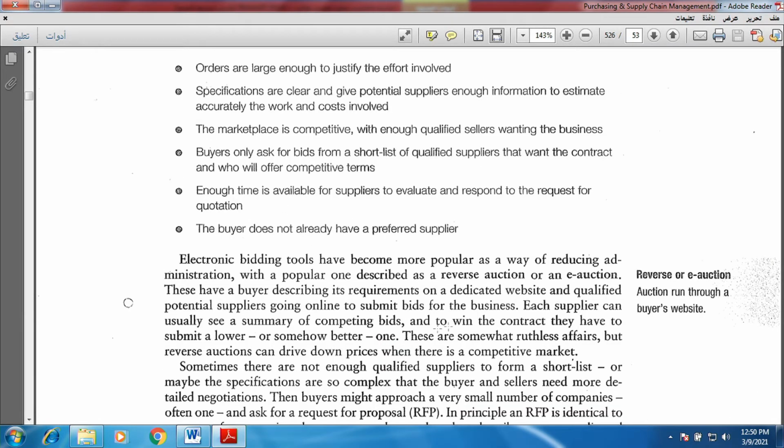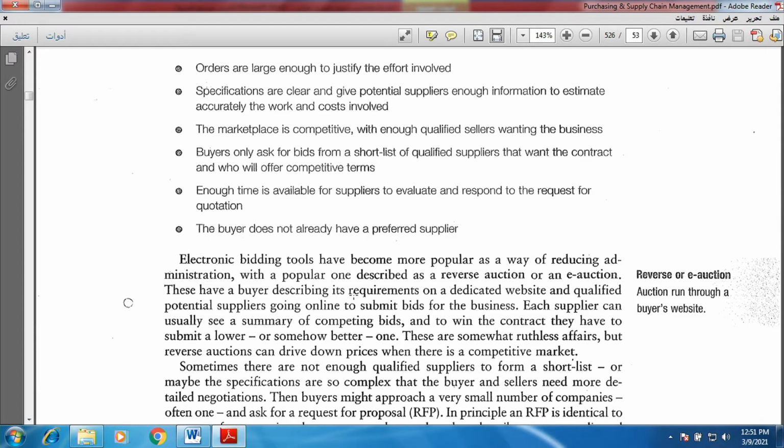They are good suppliers. The term e-auction or reverse auction refers to auctions run through the buyer's website. Here we have a new terminology, which is the electronic format. Bidding today is performed by electronic means, through our computers, laptops, and mobile applications. We have the ability to use technology to do the bidding. It means there is a website available for us to publish our TOR and to accept the proposals, RFQ, or RFP through these websites.